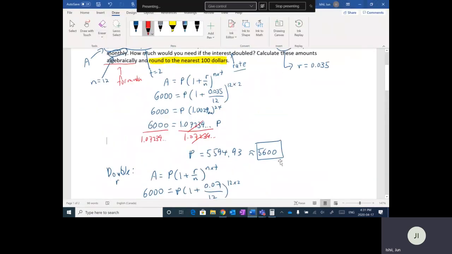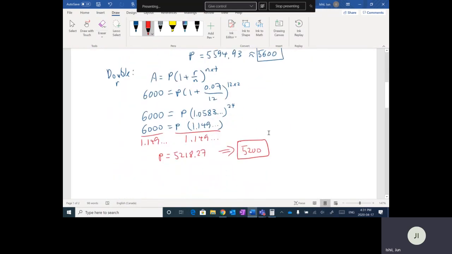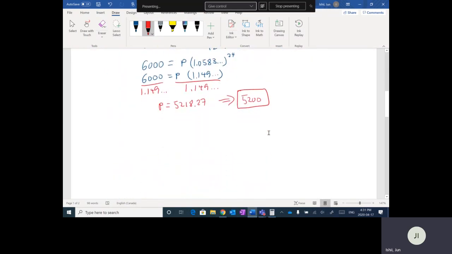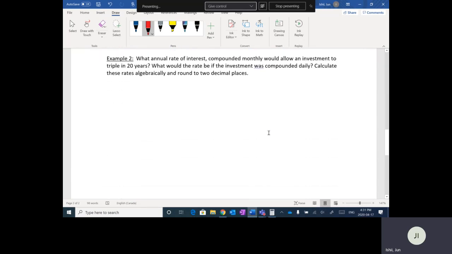Okay, so for today's lesson, we're doing these algebraically and basically checking with the calculator. Now the other one here is when we're solving for the interest rate. This is the next example. It could be a little bit more tricky, but I'm going to walk you through it.